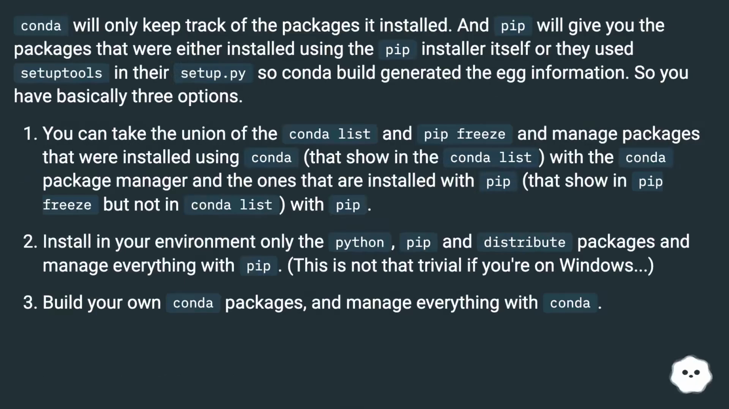Conda will only keep track of the packages it installed. And pip will give you the packages that were either installed using the pip installer itself or the setuptools in their setup.py. So conda build generated the egg information. So you have basically three options.